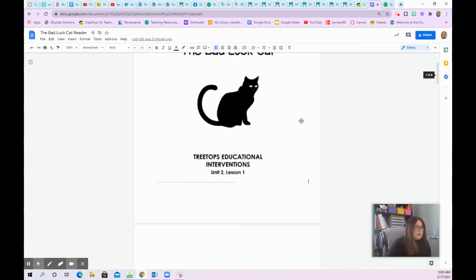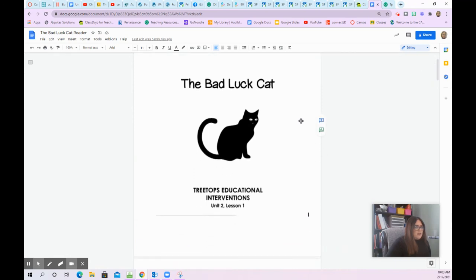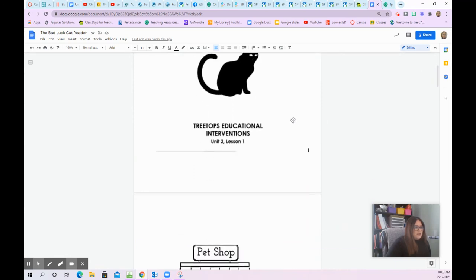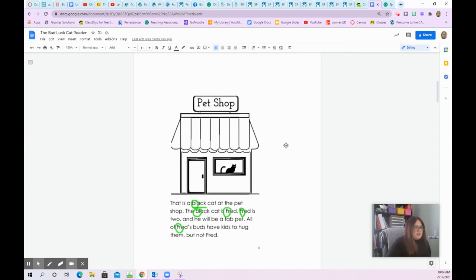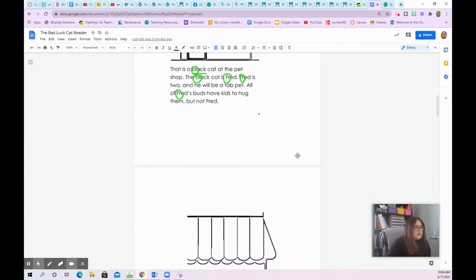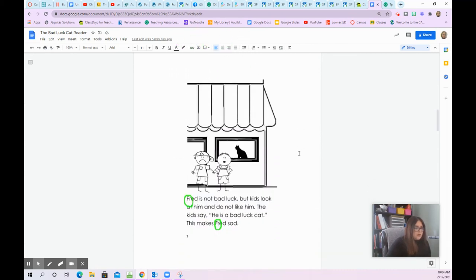So when you are done reading this, I want you to go back on your own, on your own book on Canvas, and I want you to look and see if you can remember some of those blends that we found together. Black, Fred, Fred. And then I want you to read the story to yourself. Read as much of it as you can on your own.